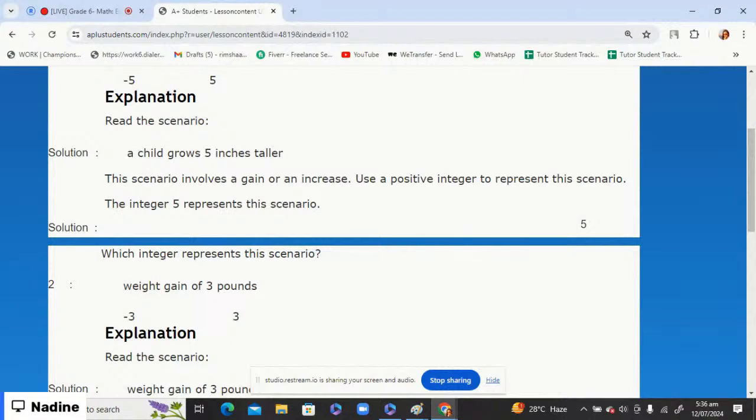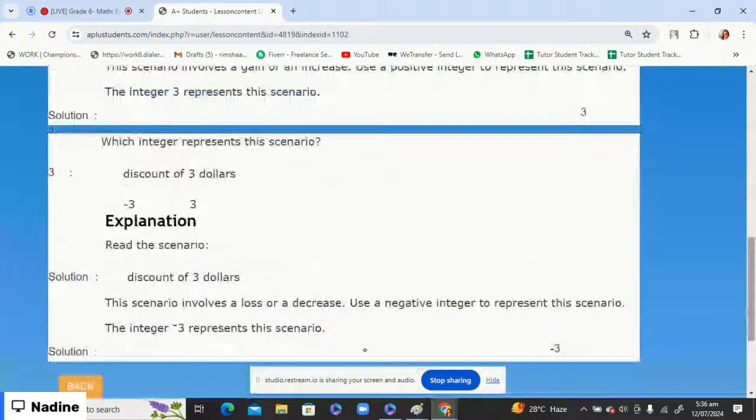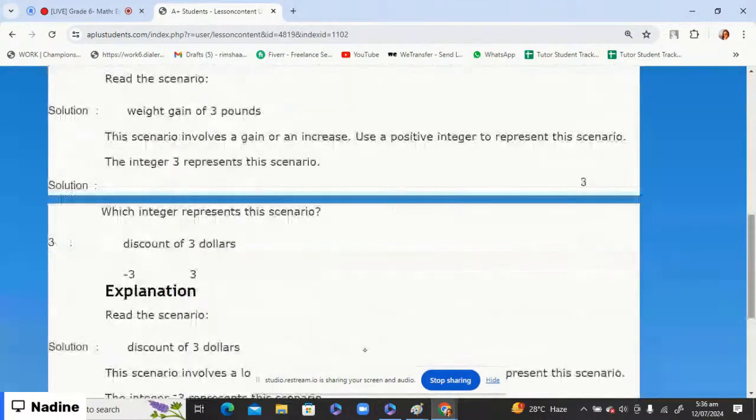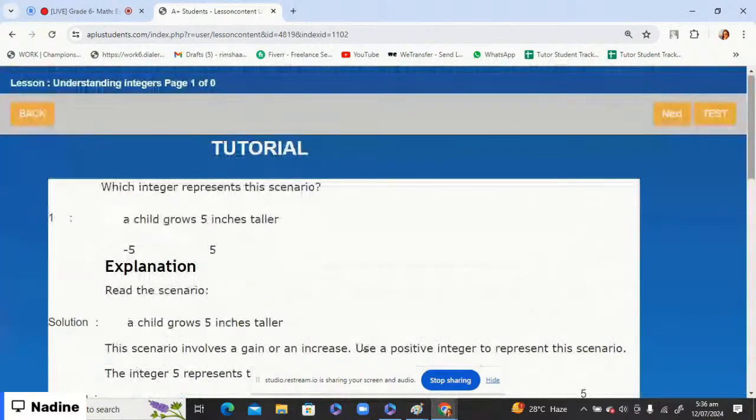so which integer represents this scenario? Discount of $3. Look at here, there is a discount of some number, so the amount is less here, so this takes a negative sign. Let's do some test questions.